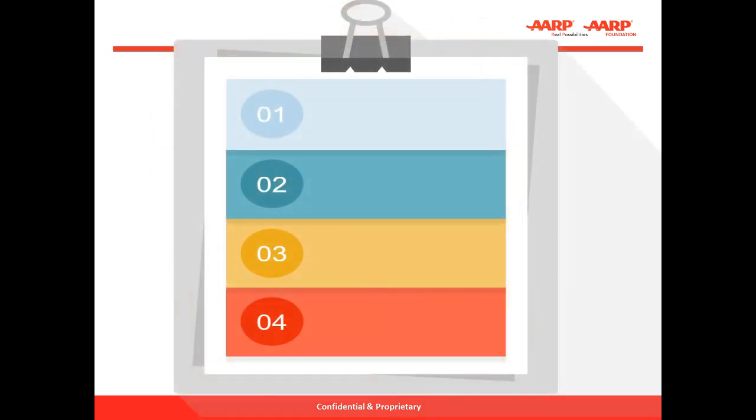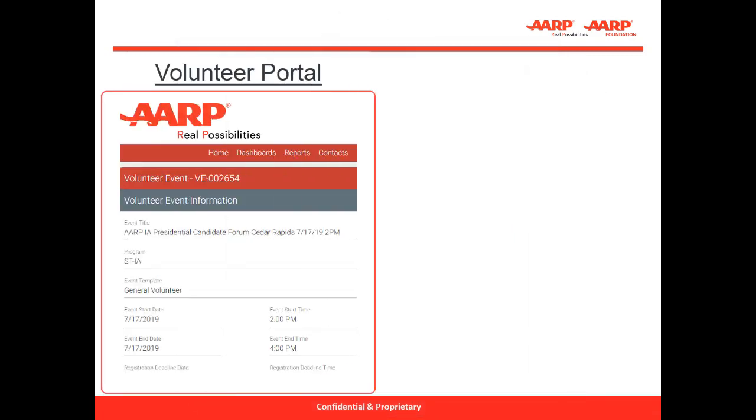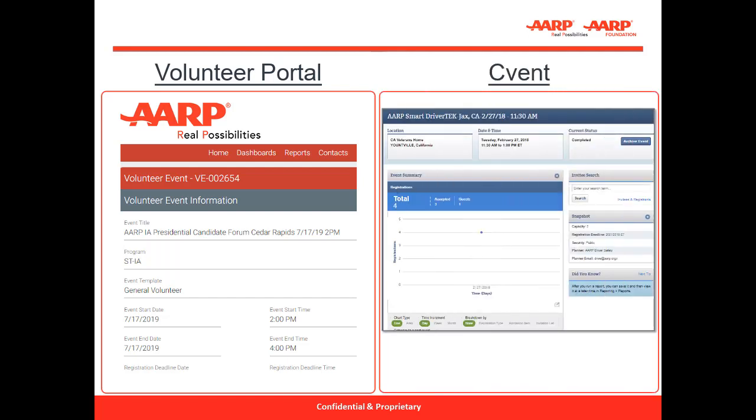Each volunteer event created within the Volunteer Portal will progress through stages that support the life cycle of the event. The Volunteer Portal helps manage these stages from creating the event to launching the event, managing registration and participation, and managing post-event activities. The Volunteer Portal and a partner system, Cvent, work together to provide event management capabilities.